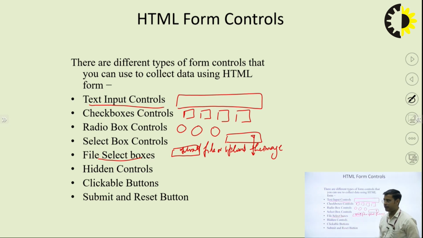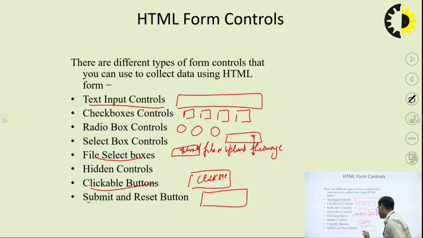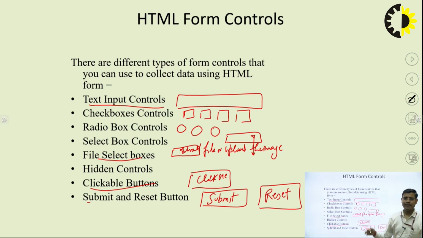Then there are hidden controls through the form control, and clickable buttons like click me, and the submit and reset buttons, where the output will look like submit and reset. Okay, so now I am going to discuss each and every control one by one.